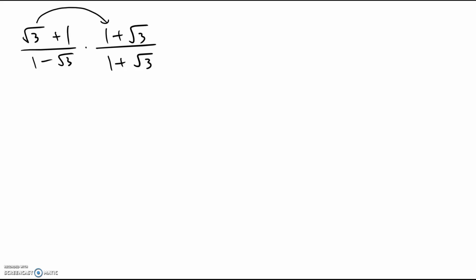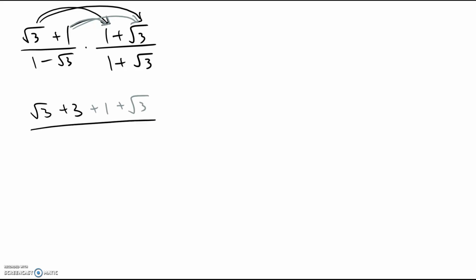Okay, so I'm going to do square root of 3 times 1. So this times this, square root of 3. Square root of 3 times square root of 3, so plus 3. 1 times 1 plus 1. 1 times square root of 3 plus the square root of 3. And then 1 times 1, 1. 1 times the square root of 3, square root of 3. Negative square root of 3 times 1, negative square root of 3. Negative square root of 3 times square root of 3, negative 3.